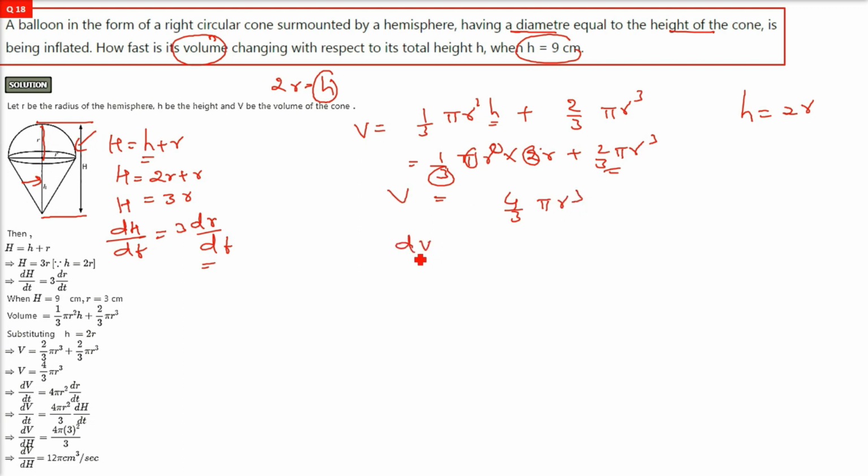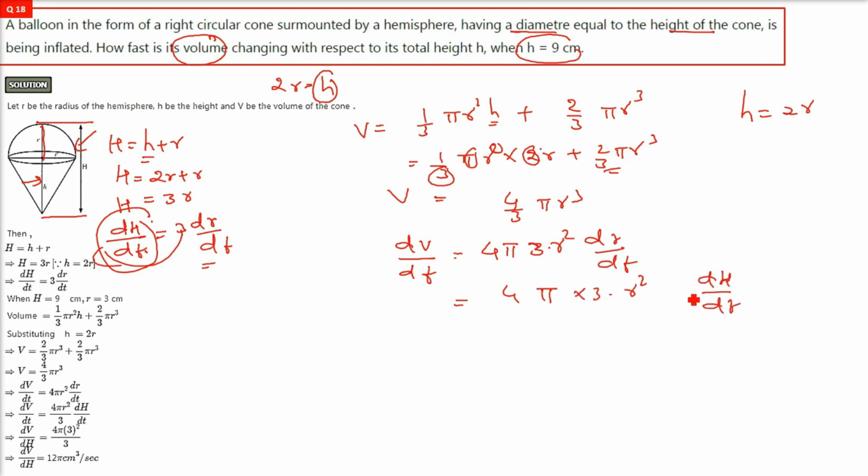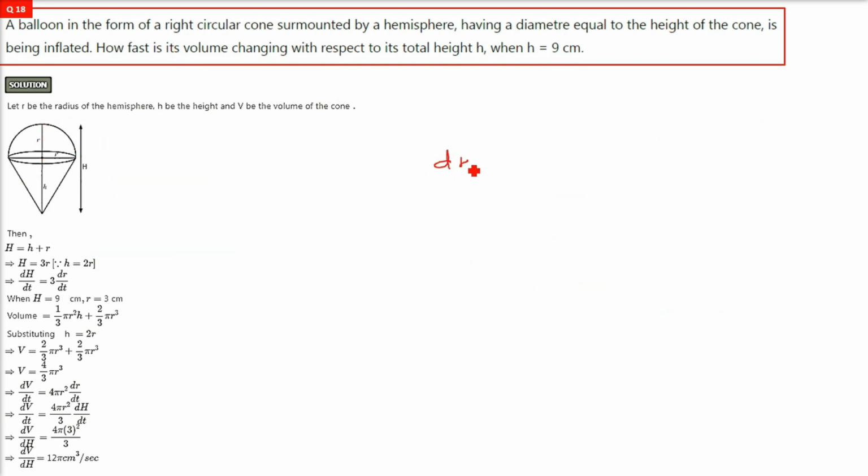Now just differentiate it. dV by dt will be equal to 4 pi times 3r square times dr by dt, and there is a 3 in the denominator also, so the 3 will get cancelled. But dr by dt, you can replace it by dH by dt divided by 3, because we need how fast the volume is changing with respect to the total height, dV by dH. So dH by dt is equal to 3 dr by dt.